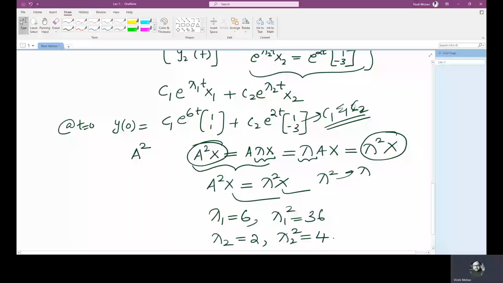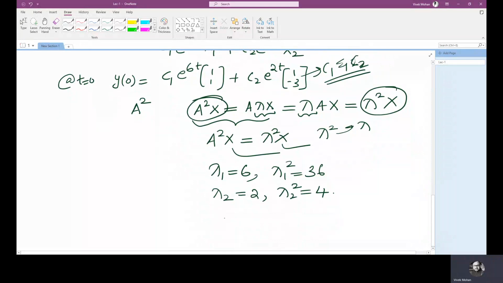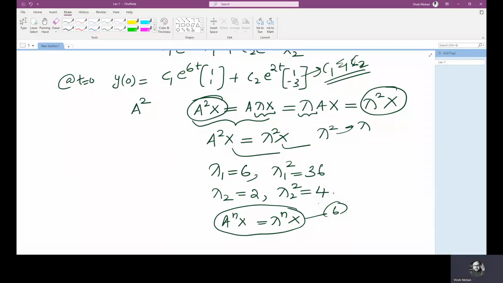So in general, we can have this property: A raised to n x equals lambda raised to n x. That means this can be marked as the sixth equation. For the nth power, let's make a conclusion. If you want to find the eigenvalue for A raised to n, then you can just find lambda raised to n. That is the eigenvalue, and x is the same. The eigenvector is the same.